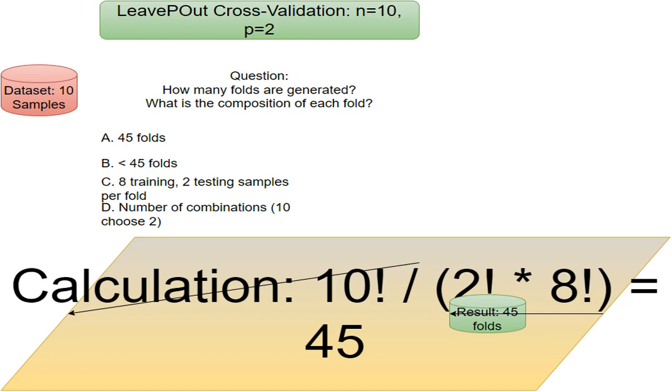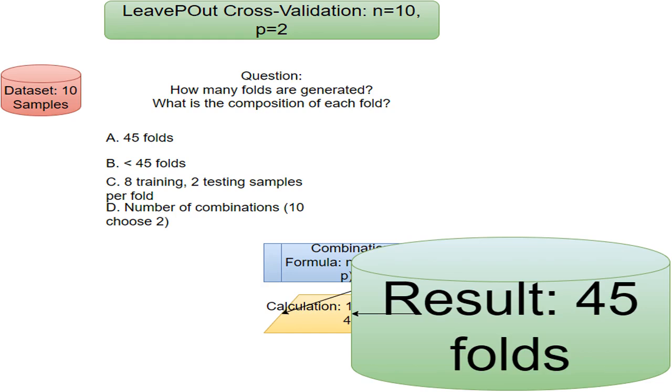This shows the calculation of the number of folds using the combination formula with N equals 10 and P equals 2. The result, 45, indicates that there will be 45 iterations in the cross-validation process. This is the final answer to the quiz question. The total number of folds generated by LeavePOut, with N equals 10 and P equals 2, is 45.